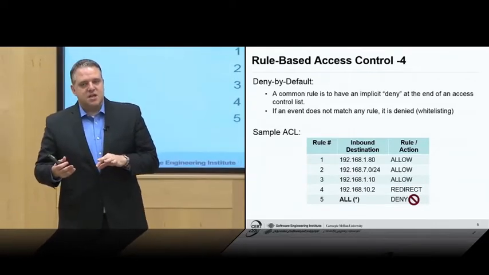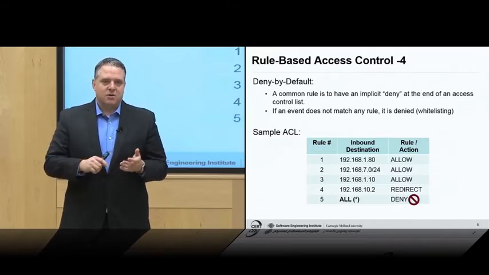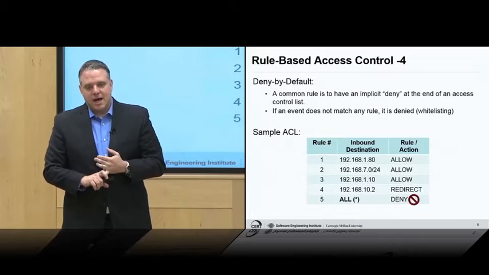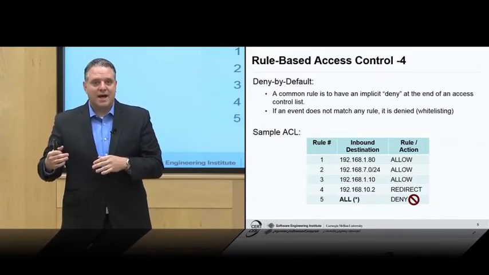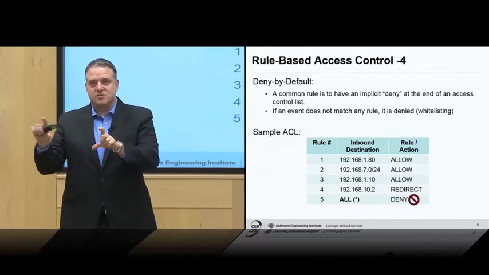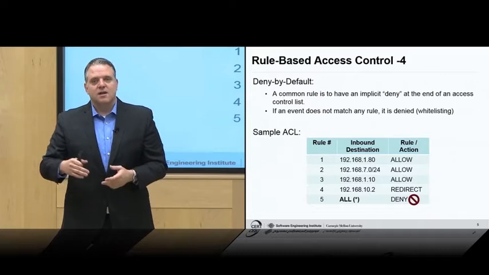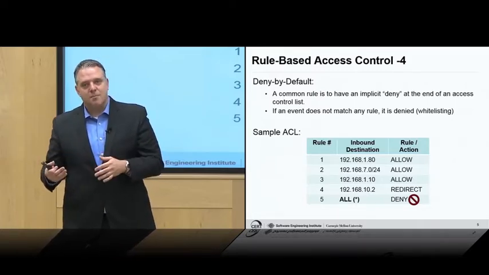As you probably have seen in firewall implementations, it's common to have either allow by default or deny by default. Allow by default means you're taking a blacklisting approach to access control and saying only these certain sites you can't go to. Everything else, you can. The more secure way of doing things is through whitelisting, which requires a deny by default.